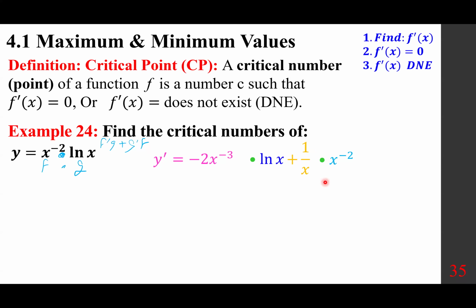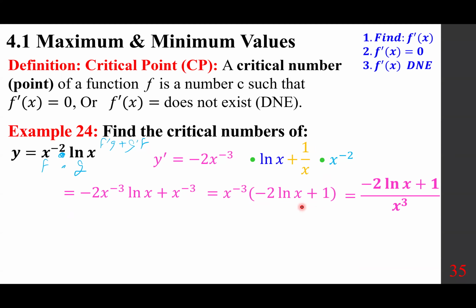This is x to the power of minus 3. And so between these two, x to the power of minus 3 is in common, so we get negative 2 ln x plus 1. And this can go down, becomes x to the power of positive 3, x cubed. So that is y prime or f prime of x.